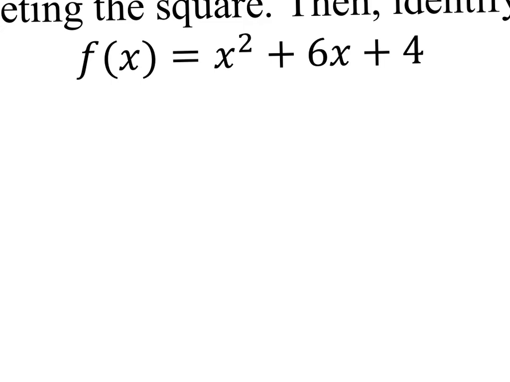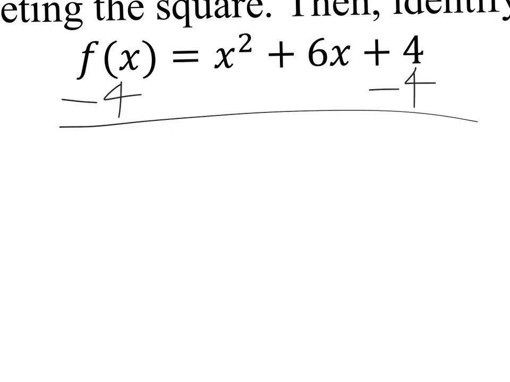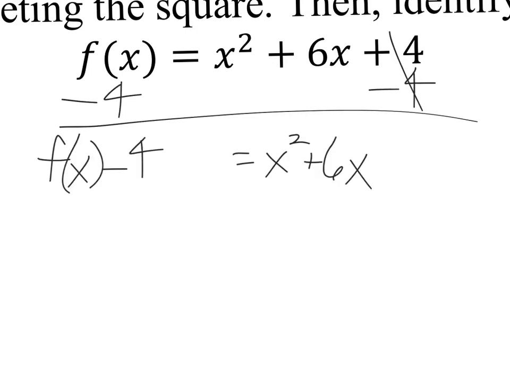Okay, so I'm going to do these next examples a little bit quicker. I'm going to start off by adding or subtracting that c term to the other side. So that means I'm going to minus 4 to both sides. And then when I rewrite the equation, I want to leave a little space here before writing the equal sign, because now I have to add in the b over 2 squared to both sides.